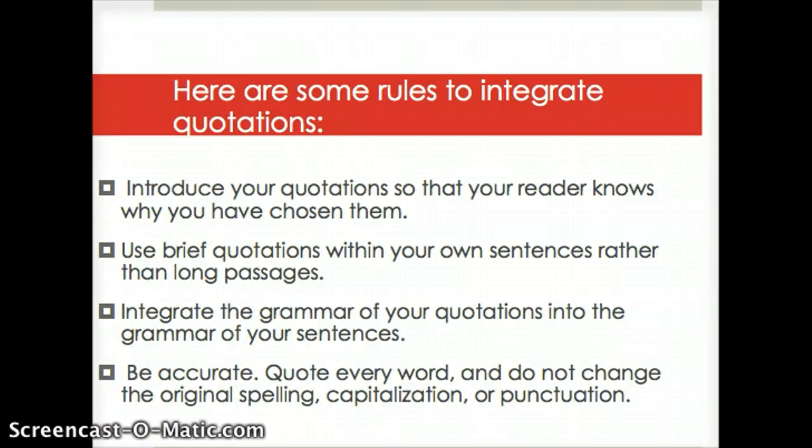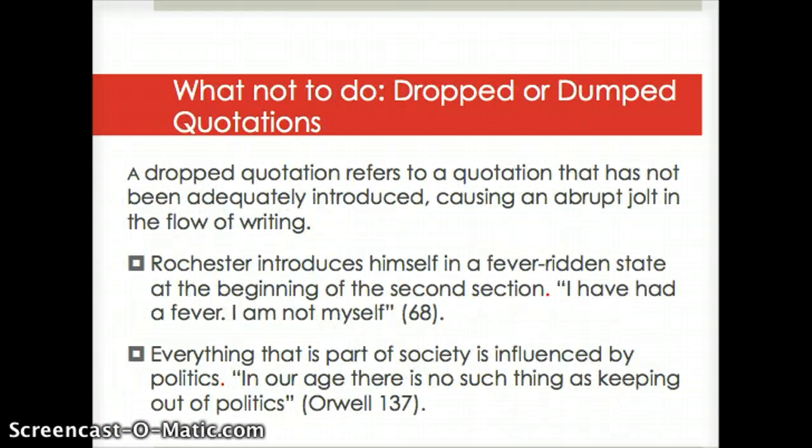So let's look at some examples of how to do this. This is what you do not want to do. This is called dropped or dumped quotations, and it makes your writing really choppy and disrupts the flow of your argument. So these are bad examples. The first example: Rochester introduces himself in a fever-ridden state at the beginning of the second section. And then this author has just put a period and then the quotation from the book. This would be a dropped or dumped quotation, and there's no integration, so the quote cannot stand on its own. A quotation is not a complete sentence, it's a part of a sentence.